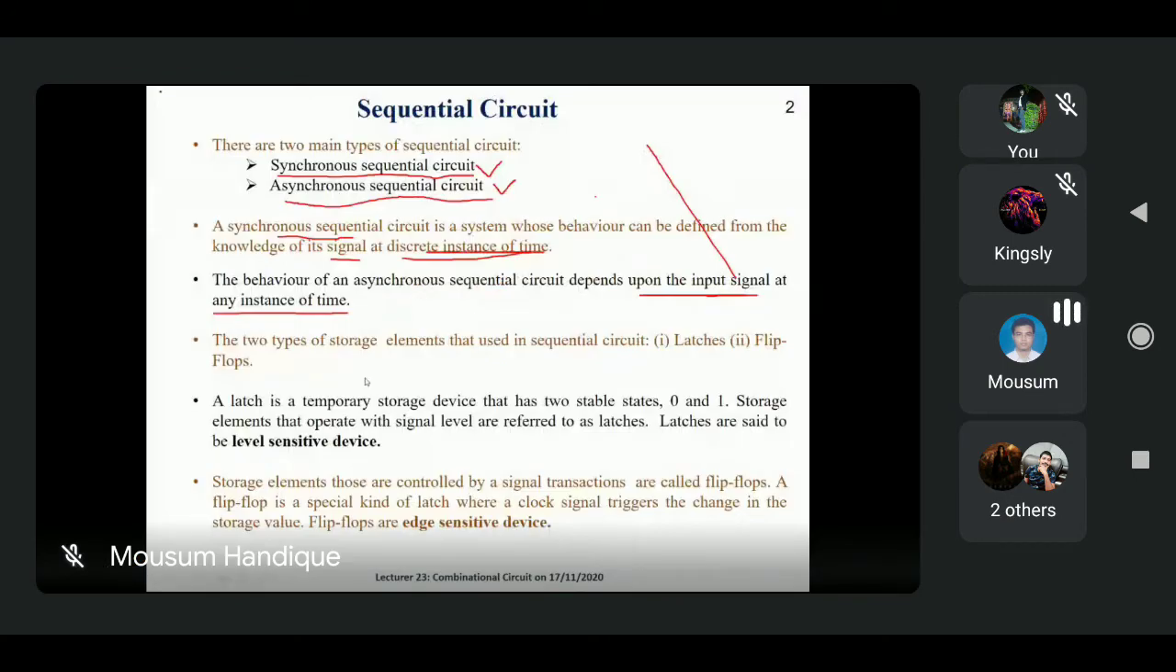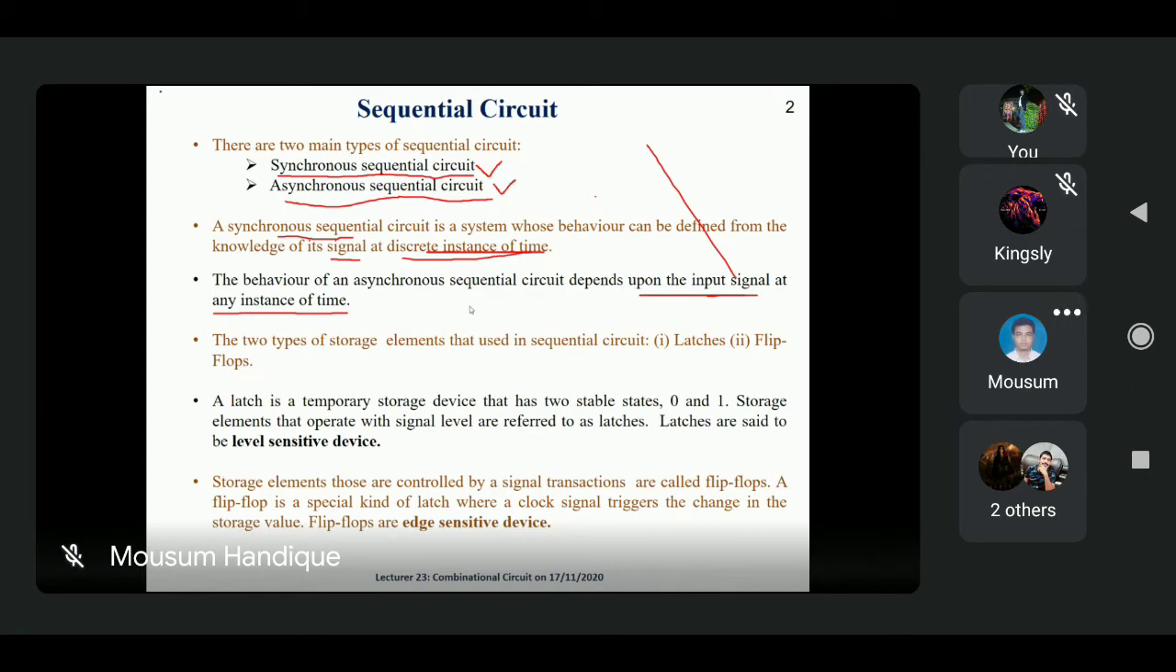So see here, what happened when we were talking about the sequential circuit? We are talking about some particular memory elements. And why are we using the memory elements? Because we are storing the binary information. And binary information means what? It is 0 and 1.